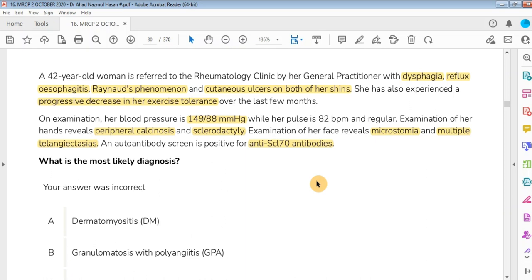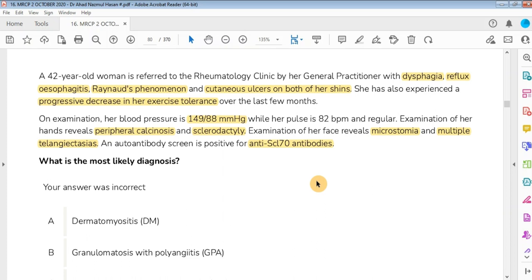A 42-year-old woman is referred to the rheumatology clinic by the GP with dysphagia, reflux, esophagitis, Raynaud's phenomenon, and cutaneous ulcers on both of her shins. She also experienced a progressive decrease in exercise tolerance over the last few months. On examination, BP 149 by 88, pulse 82 and regular. Examination of her hands revealed peripheral calcinosis and sclerodactyly.